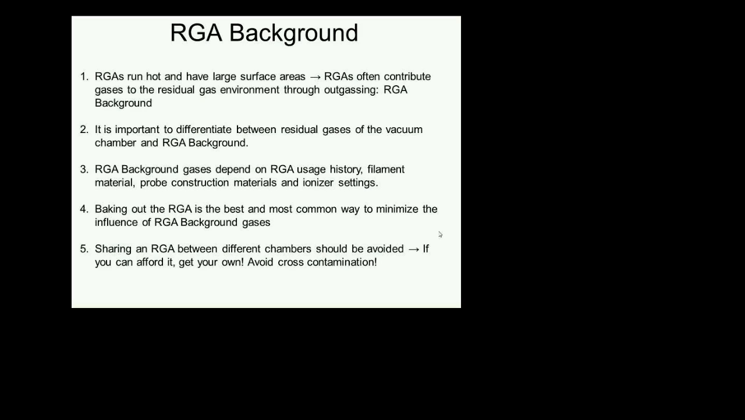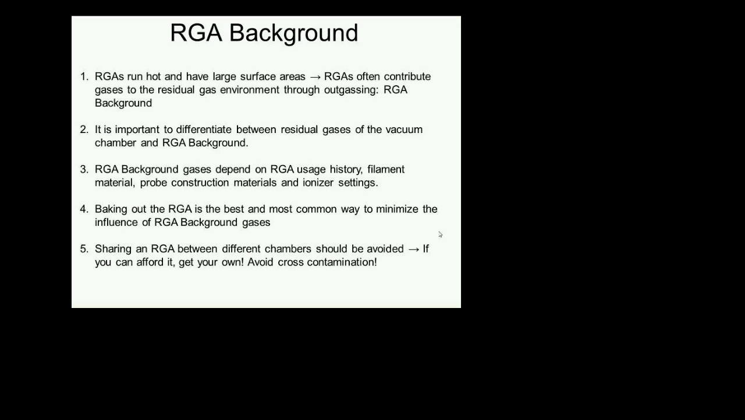The idea is the RGAs just run hot, and they have a lot of internal surface area. So the RGAs themselves contribute gas to the residual gas environment through outgassing. That's what I will call from now on the RGA background. So in your case, where you have a system at 5e-11 torr, which is awesome, it takes a lot of work to get there. It takes a lot of attention to detail.